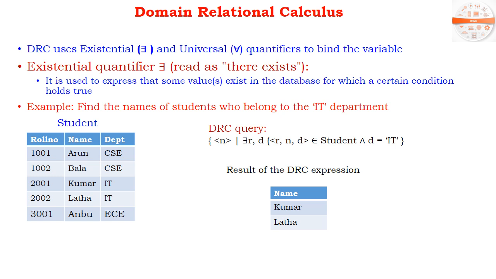So on the left side, mention the domain variable N. On the right side, R and D, where R means roll number and D means department, are associated with the existential quantifier. Then followed by the variables, for example, the columns roll number, name, department. These all belong to the student relation. Then followed by the condition, department equals IT. Based on that it will filter, then display. The result is Kumar and Lada.